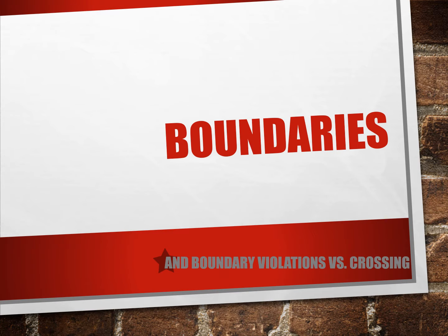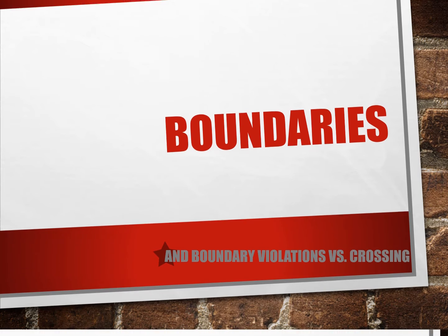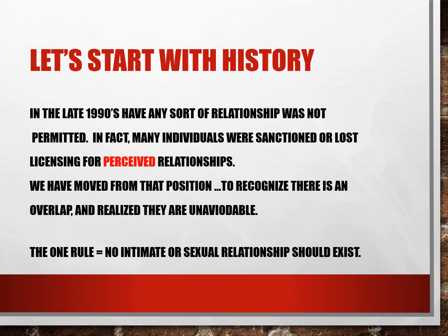Hello, so this is on boundaries and boundary violations versus crossing. Let's start with history. In the late 1990s, any sort of relationship was not permitted. In fact, many individuals were sanctioned or lost licensing for perceived relationships. We have moved on from that position to recognize there is an overlap and realize they are unavoidable. The one rule equals no intimate or sexual relationship should exist.